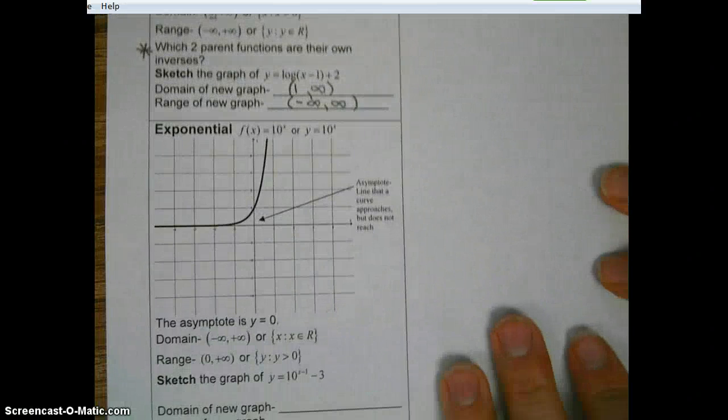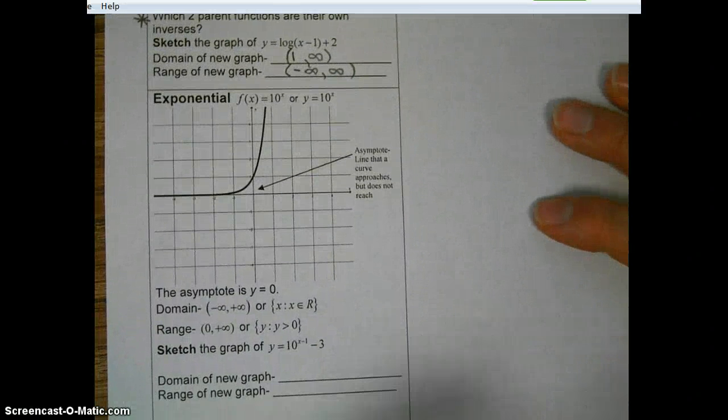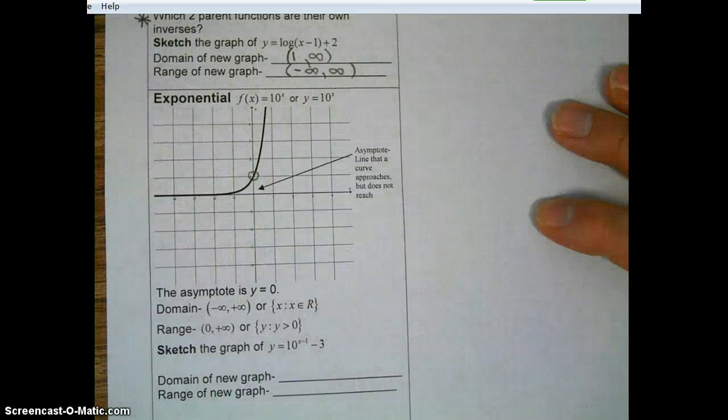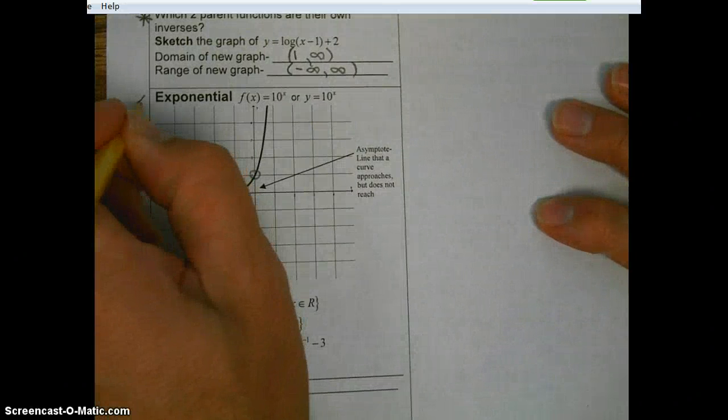Okay. Now on exponential functions, again, I'm going to give you that point for translating the graph up and down and left and right. And I'm going to leave this one for you as well.